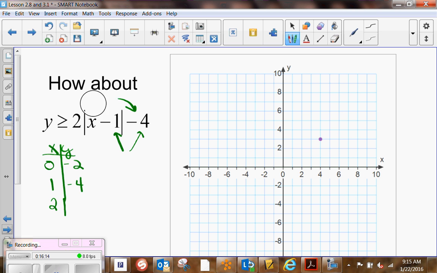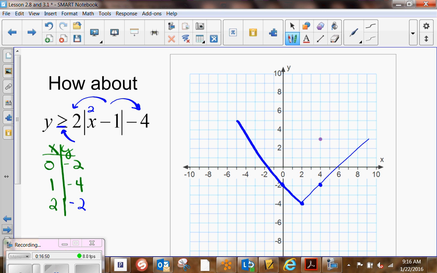If I plug in a 2 for x, 2 minus 1 is 1. 1 times 2 is 2. 2 minus 4 is negative 2. So I've got 3 points: (0, negative 2), (1, negative 4), and (2, negative 2). I know it's going to be a V because it's an absolute value. Should I have done a solid line? Oh yeah, I left that out. Yes, I am going to do a solid because of the "equal to" right there. So it's a solid V. Let's see if I'm going to shade inside or outside that V.